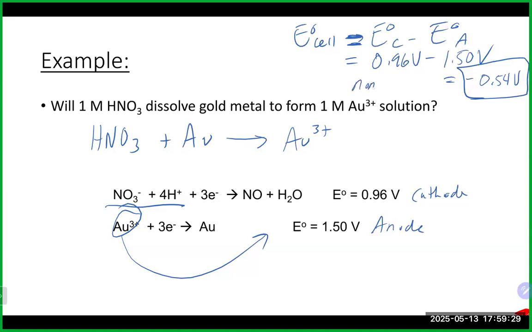It is non-spontaneous because we hit a negative E, and that means when we go into our delta G formula here, that negative and that negative is going to turn my delta G into a positive, which means it will be non-spontaneous in this case.